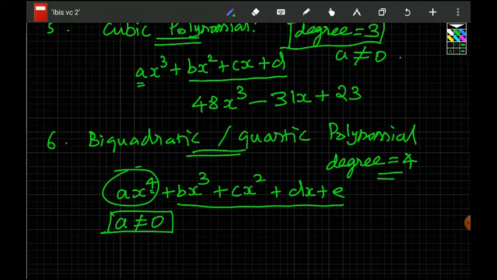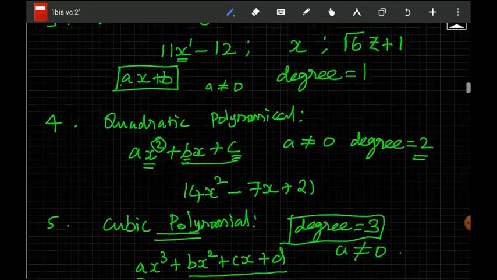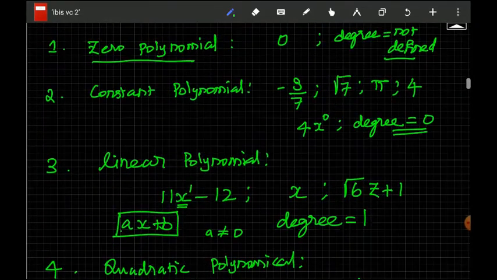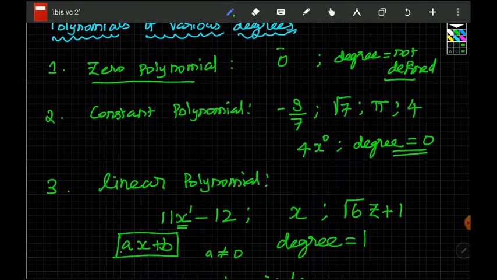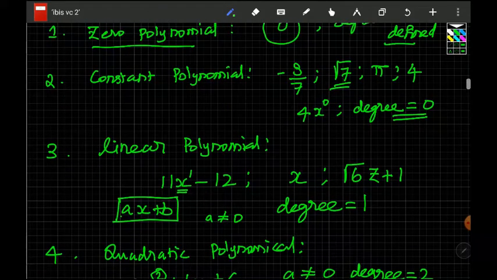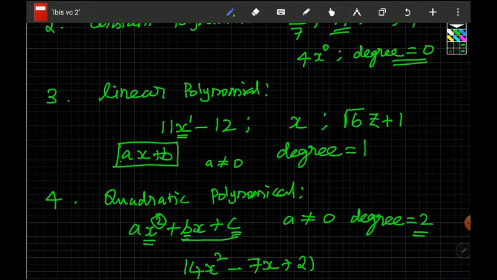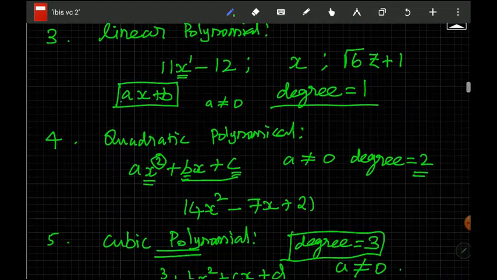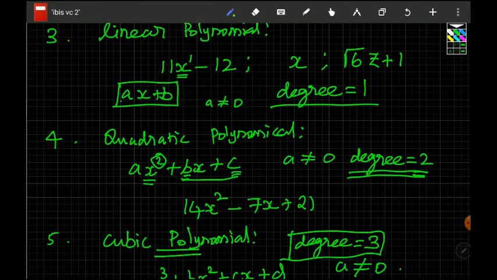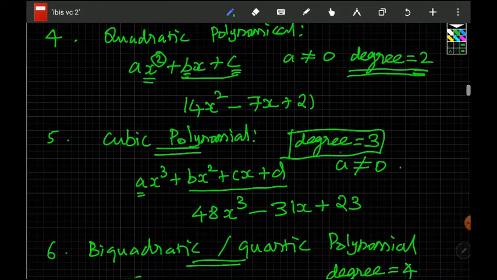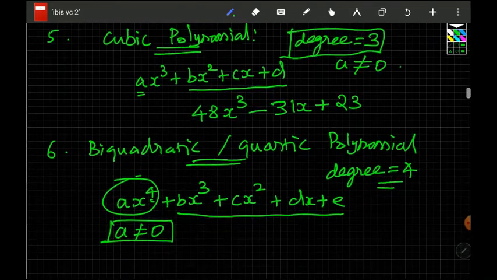This is based on the degree. The polynomial is classified based on degree. A polynomial that contains only 0 is called the zero polynomial. Only a constant is called a constant polynomial, and its degree is 0. A polynomial with degree 1 is called linear, degree 2 is quadratic, degree 3 is cubic, and degree 4 is biquadratic or quartic polynomial.